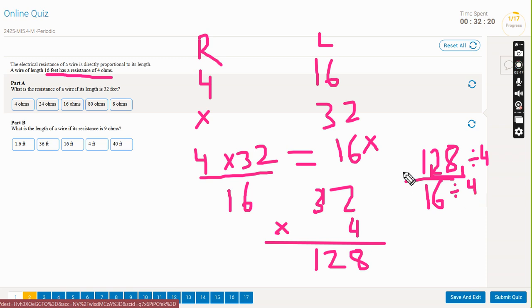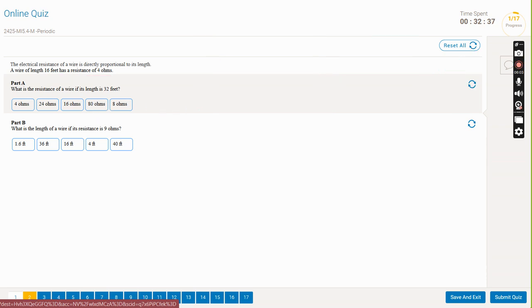So what will this be? 128 divided by 4 gives me 32, and 16 divided by 4 gives me 4. Again, I can divide by 4 again, above as well. It will give me 32 divided by 4 is 8 over 1. There you go, that's your answer. This is the way you can do it according to cross multiplication. The next one, part B.